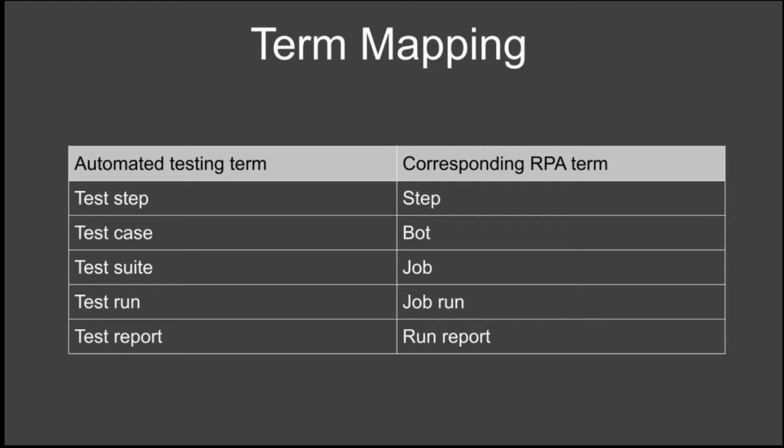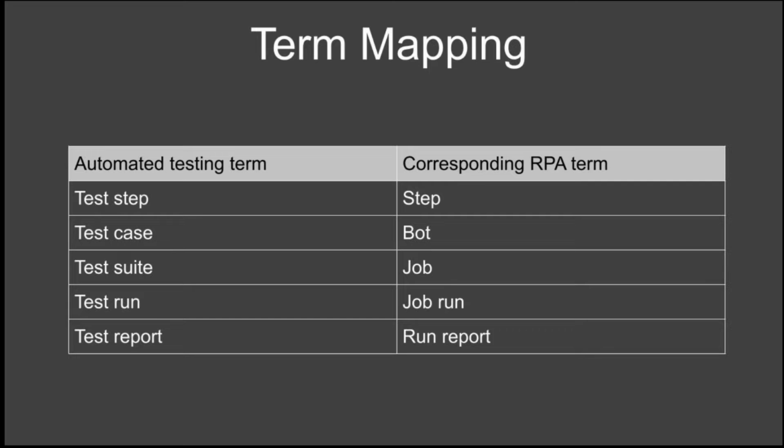As a test automation tool, the Ranorex Studio interface is loaded with testing terminology, but you can map testing terms directly to RPA terms. For example, a test case in Ranorex is equivalent to a single bot as an RPA term. A test suite in Ranorex is a collection of these bots, which you would call a job in RPA. So a test run in Ranorex is equivalent to a job run.